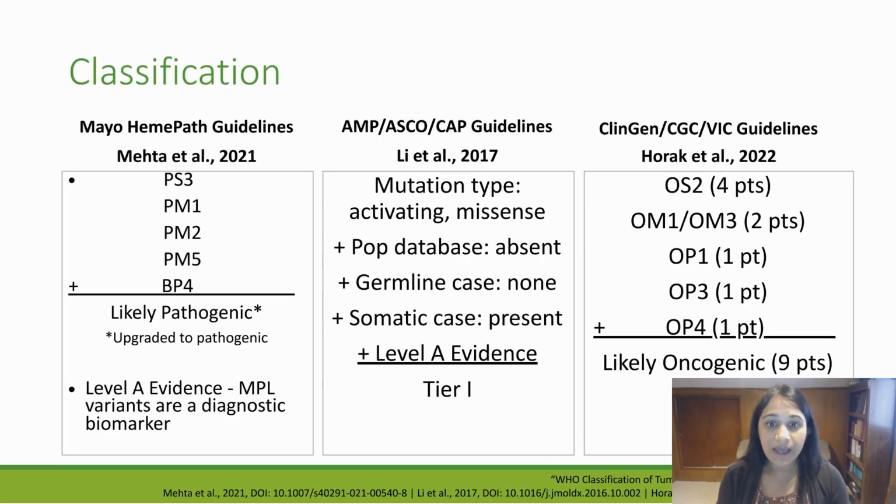Similarly, AMP-ASCO-CAP guidelines resolved to a Tier 1 classification. The ClinGen CGC-VIC guidelines resolved to a likely oncogenic classification mainly because the cases cannot be counted as stronger evidence due to lack of confirmed somatic status. Please note that different missense predictors are recommended for use in the ClinGen CGC-VIC guidelines, which is why OP1 was applied instead of SBP1, the equivalent of BP4, but this wouldn't affect the likely oncogenic classification either way.